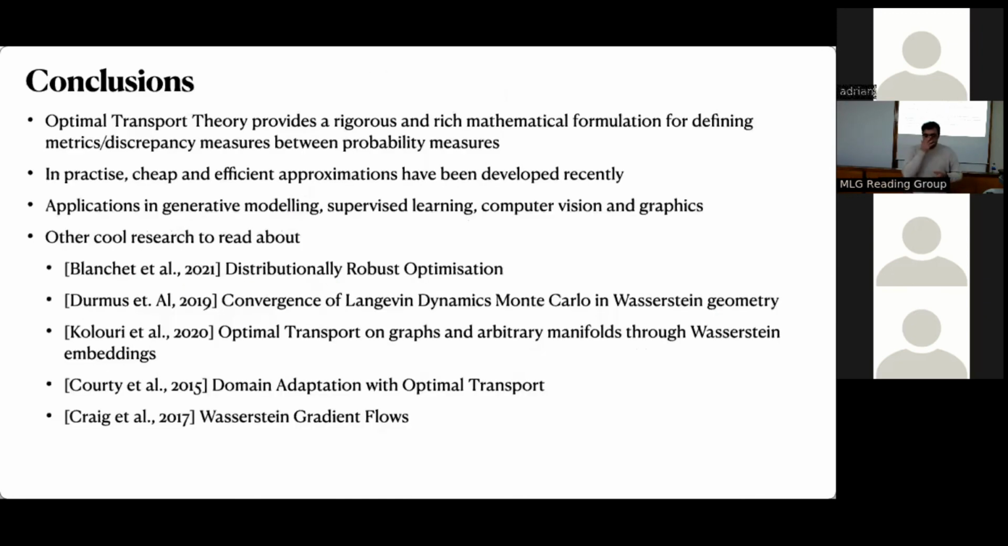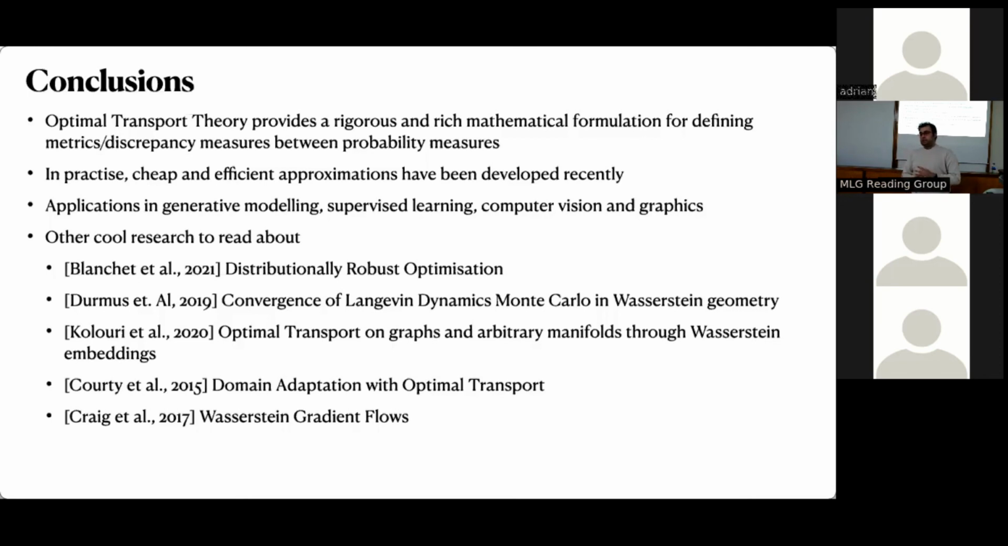So to conclude, a lot of this talk has been about developing this idea of optimal transport theory, which is a very rich and rigorous mathematical tool for defining metrics or discrepancy measures between two probability measures. And it's a really nice tool, but in practice, it ends up being very difficult to calculate and doesn't scale well. But a lot of recent work has worked on making this cheap and efficient and actually usable by practitioners in the field.